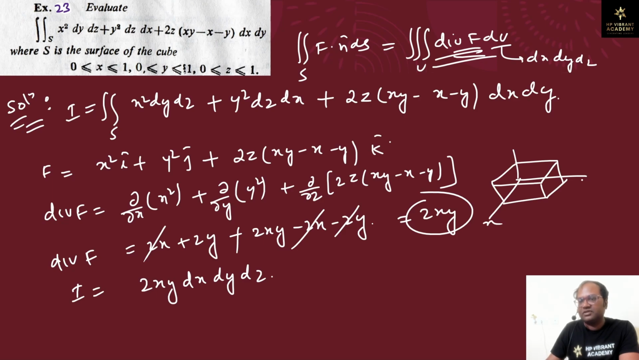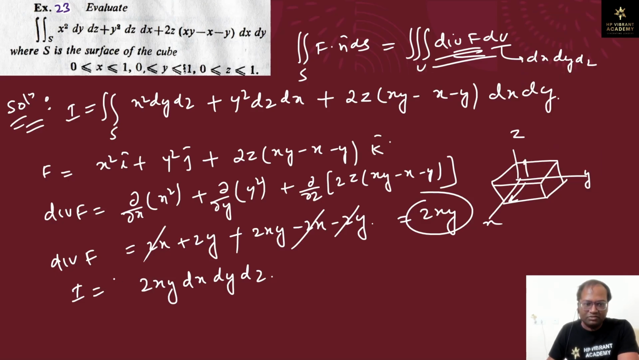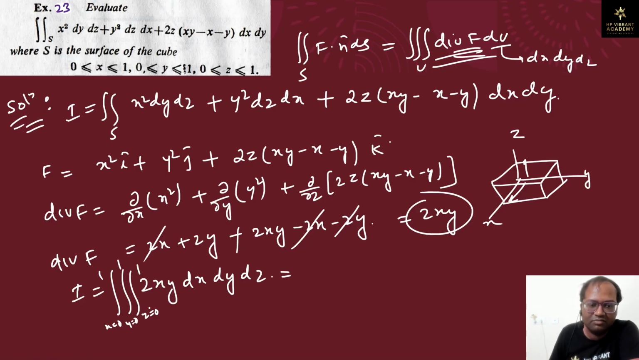X, Y, and this is Z. So x varies from 0 to 1, y varies from 0 to 1 and z varies from 0 to 1. The limits are x is equal to 0 to 1, y is equal to 0 to 1 and z is equal to 0 to 1. So let us integrate this with respect to z first. The integration of dz is z and the limit is 0 to 1. So the value of z is 1.